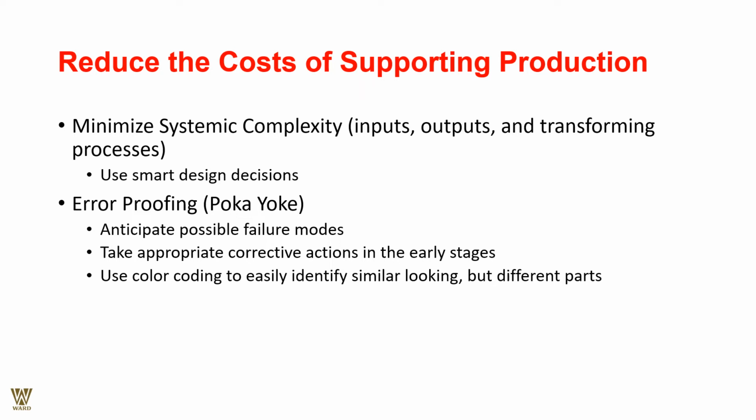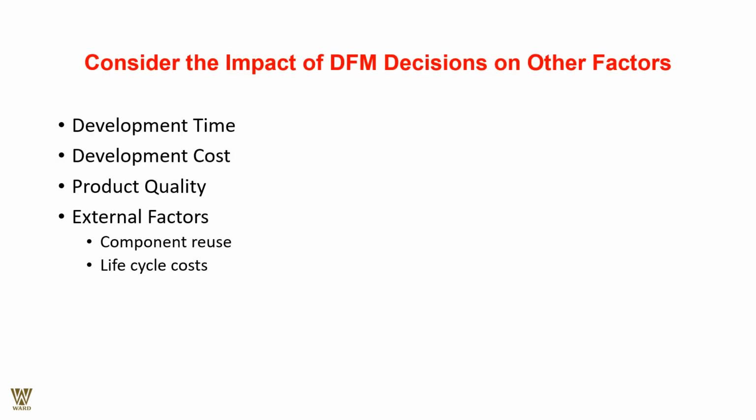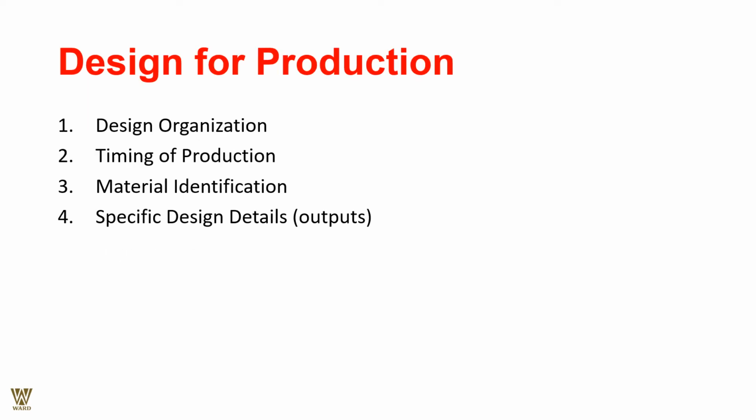So, reduce the cost of supporting production. This is where we minimize the systemic complexities as far as input, output, and transforming process are concerned. Use smart design decisions. We have Poka-Yoke, or error proofing: anticipate assembly failures and possible failure modes, and take appropriate corrective actions in early stages. Use color coding to easily distinguish similar-looking but different parts. Consider the effect of design for manufacturing decisions on other factors in terms of time, development cost, product quality, and external factors, a part of which are component reuse and life cycle costs. So, design for production, or DFP: what are we looking at in design for production?